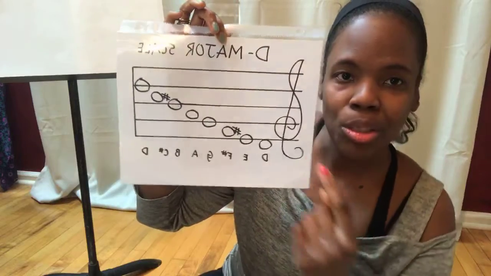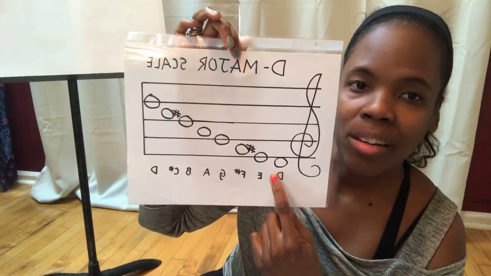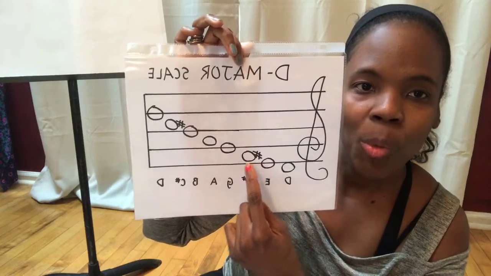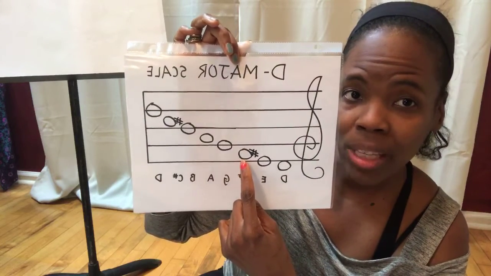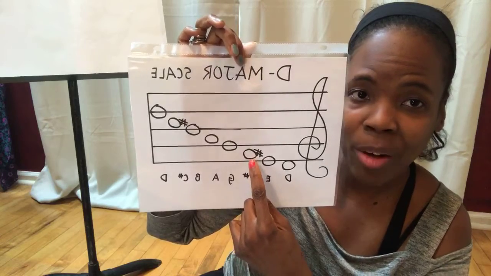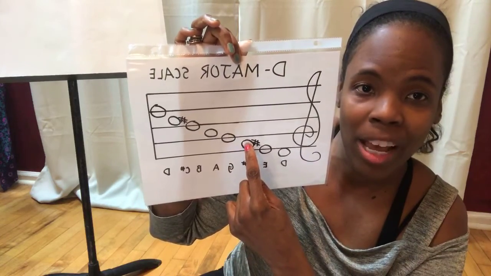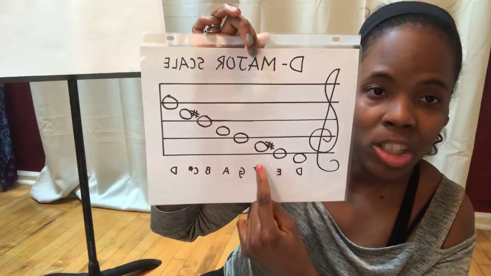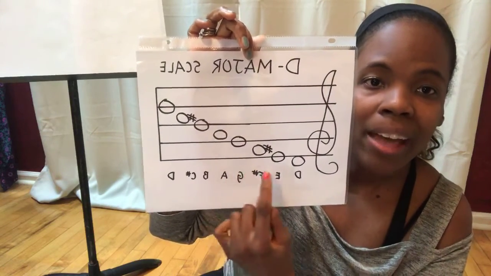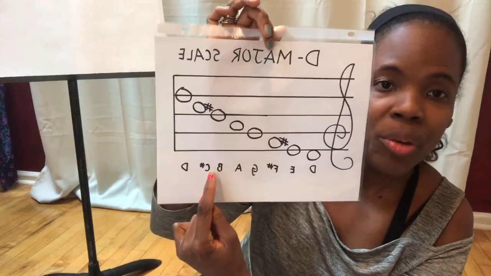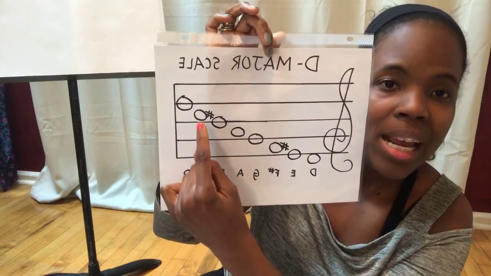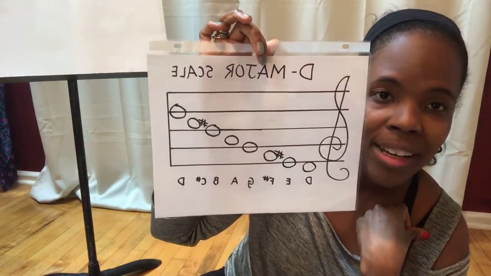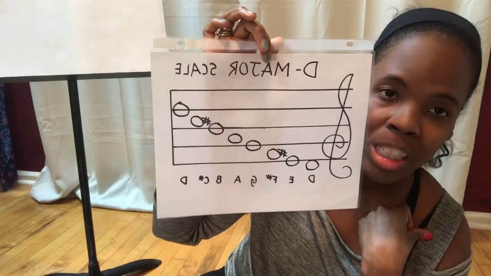Okay, so to do that, instead of letting the half step stay between the 2nd and 3rd degree, we add a sharp to the F here, and that raises it up a half step and makes it closer to the G. Okay, so we add a sharp on the F sharp, and we do the same here for the C natural to raise it up to a C sharp and make it closer to the D. Okay, so that's how we do that with our D major scale.